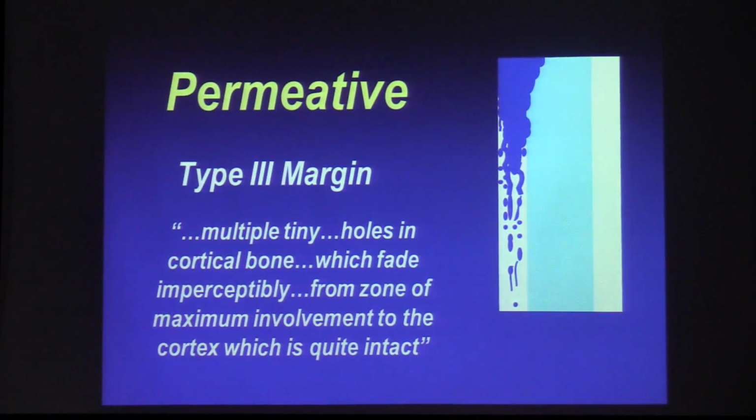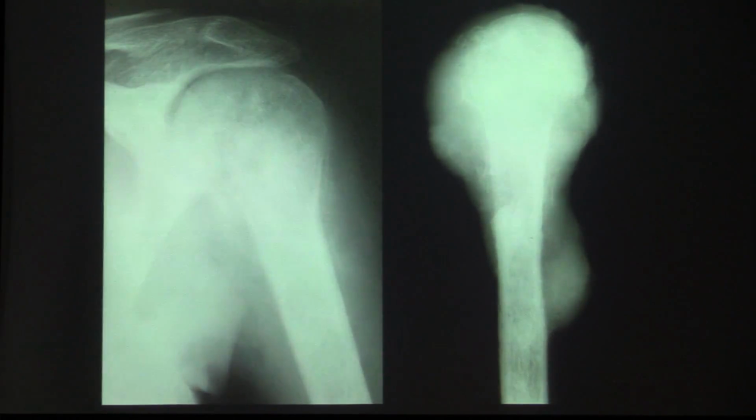The most aggressive pattern that was originally described was the permeative pattern. This type 3 pattern was described as having multiple tiny holes in cortical bone which fade imperceptibly from a zone of maximum involvement to a cortex which is quite intact. And here I think is an example radiographically where we can see the osteolysis in the proximal head, and as we go more towards the shaft it really does look relatively normal.